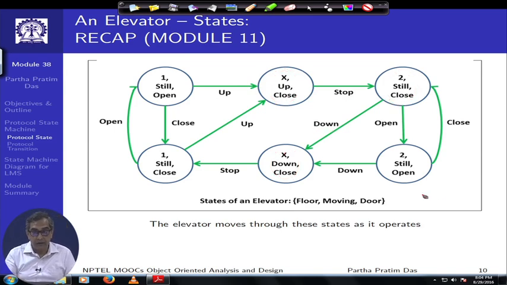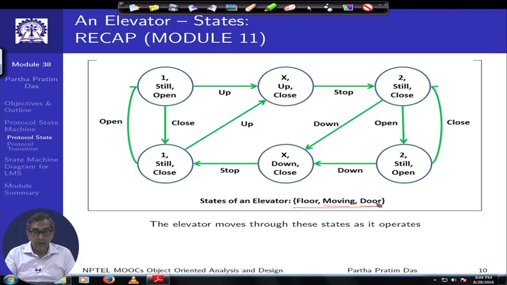So, this could be the first model of an elevator in terms of the state machine diagram, which is a protocol state machine, but we could also make this subsequently into a behavioral diagram, saying that, well, if it is one still open, it means it is on the floor 1, it is not moving, it is still, and the door is open.